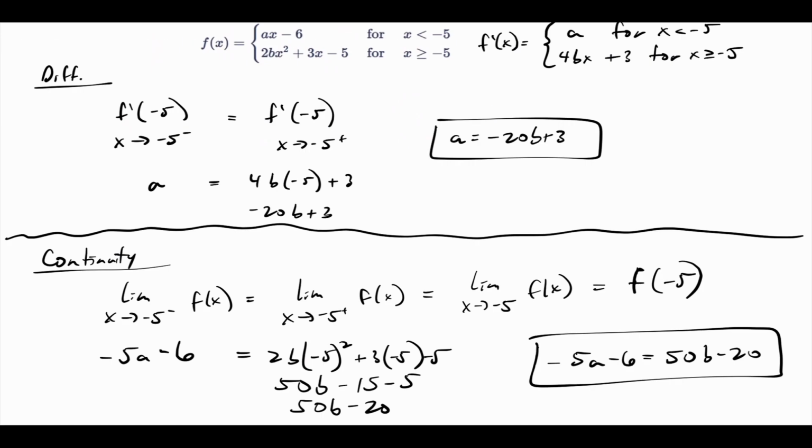So the 2 equations I got: a equals negative 20b plus 5, and negative 5a minus 6 equals 50b minus 20. So tomorrow, first thing I'm going to do is use elimination to get rid of one of them and do like I did. But those are the 2 equations I got.